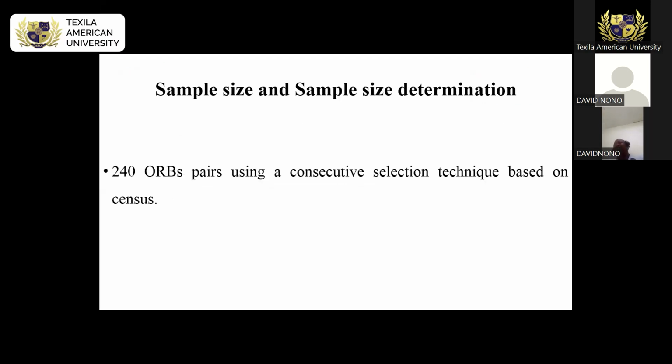What did I do? I got 240 occlusal rim pairs, the upper and lower, meaning there were 240 patients I saw. And how did I get them? I used consecutive selection based on census. What does census mean in sampling? It means that every patient who comes and is interested in making dentures, we sign the consent form, we enroll that patient.